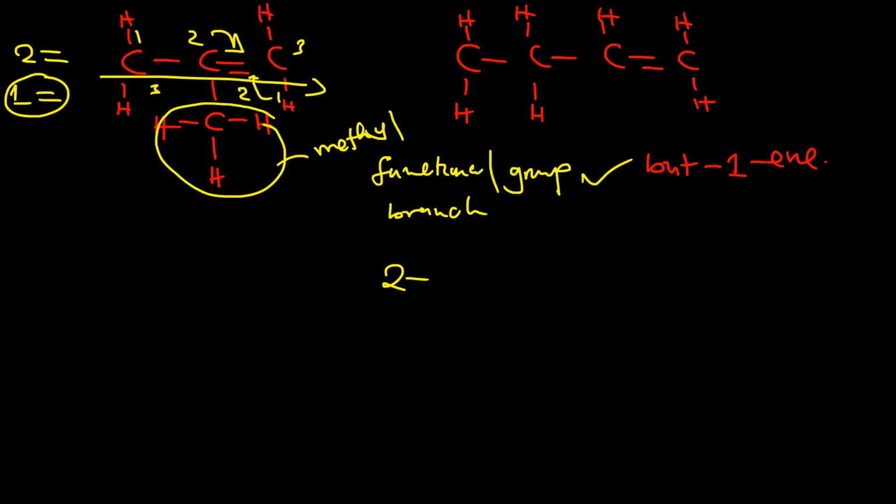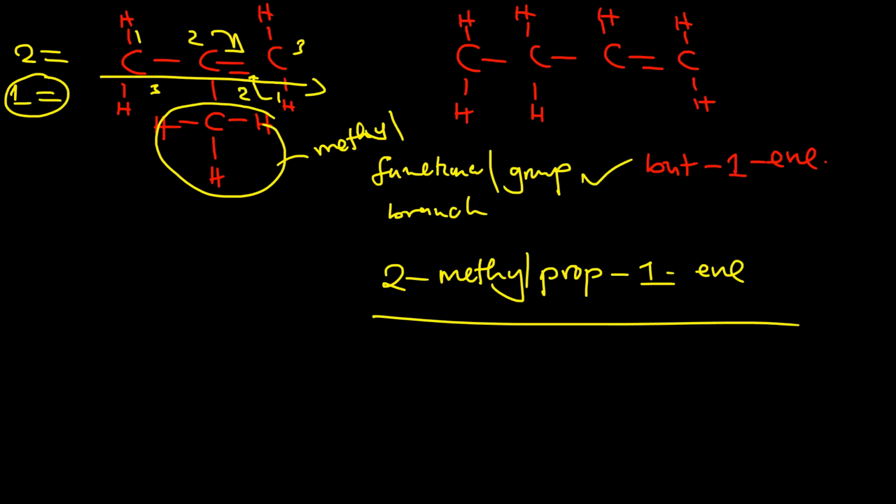2-, what is the name of the branch? Methyl. Then the 3-carbon alkene is called propene. But of course, we are going to write prop-1-ene, since the double bond is at 1. Otherwise, this is the name: 2-methylprop-1-ene. I guess you've gotten a thing up to this point.